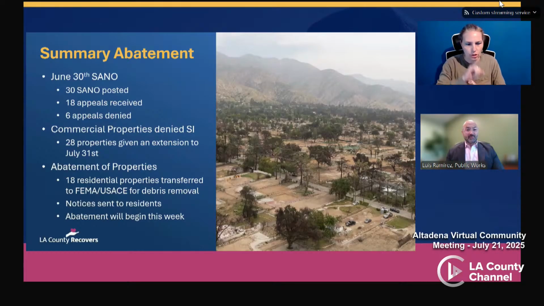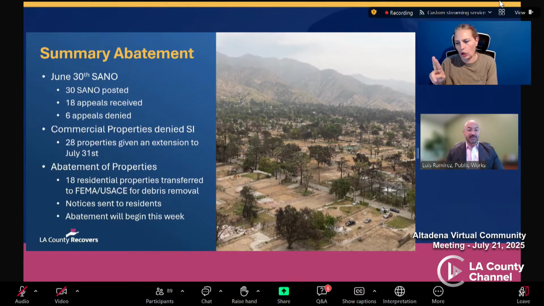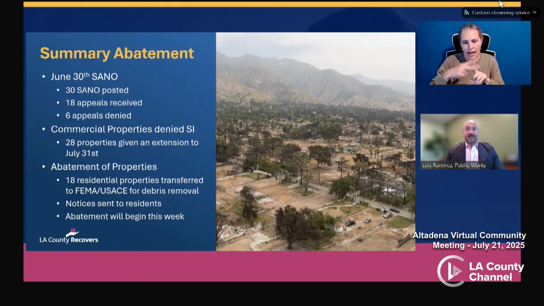There were a group of commercial properties, which includes both businesses and multi-family, multi-unit residential properties, that had applied for a special inclusion into the Army Corps program. And at the end of June, 28 properties had been denied or not accepted into the program.